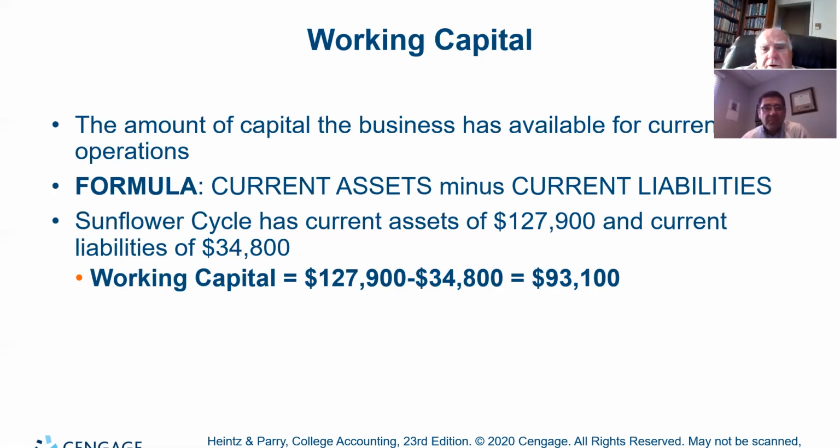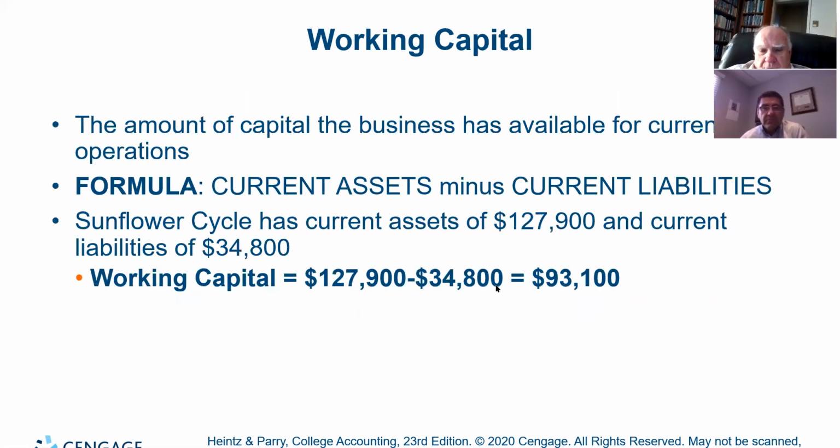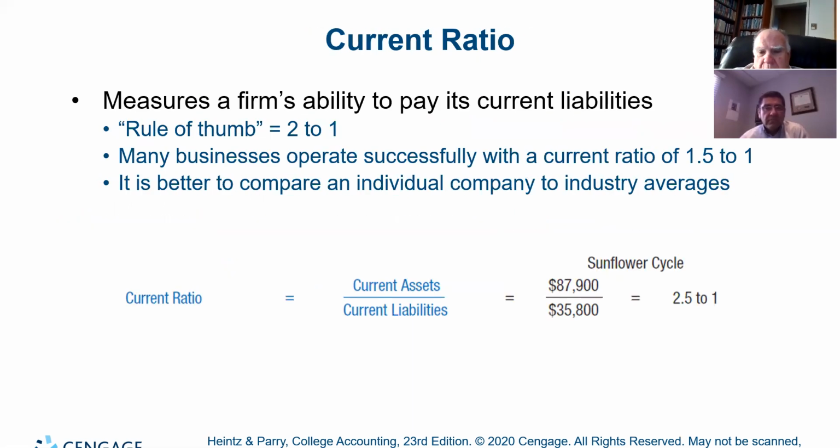Well, if the working capital is current assets minus current liabilities, let's divide it. The current ratio is current assets divided by current liabilities. So we're working with slightly different numbers here. In this scenario, this company has current assets of 87 million, maybe whatever, and current liabilities of 35.8. So they have a ratio of 2.5 to 1.